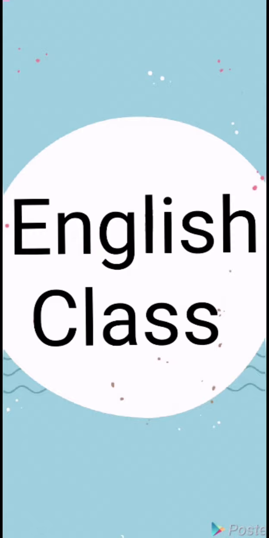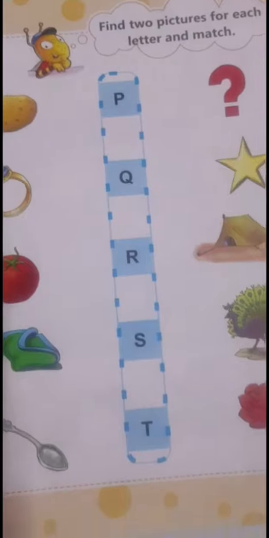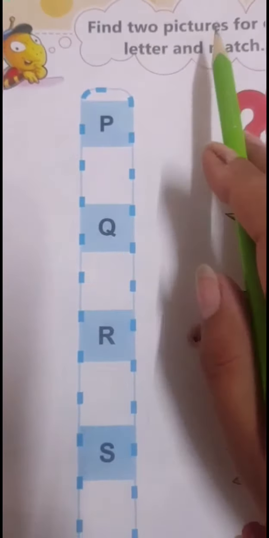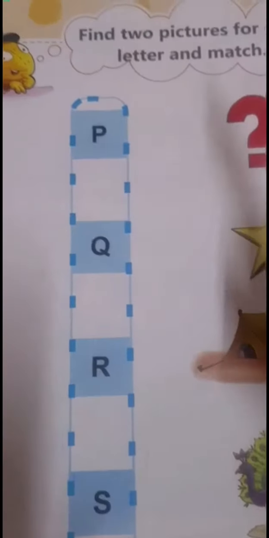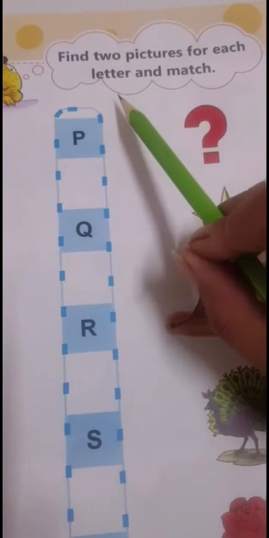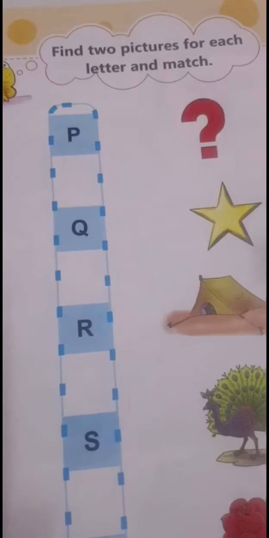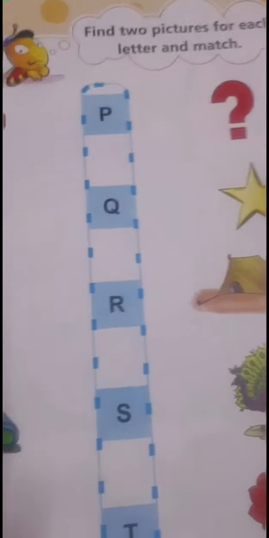Today in our English class, we are going to do an activity. On page number 3 to 32, the name of this activity is Find two pictures for each letter and match. What we will do? Find two pictures. We have to find two pictures for each letter, means हर एक letter का हमने two pictures find out करना है और उस letter को picture के साथ match करना है.